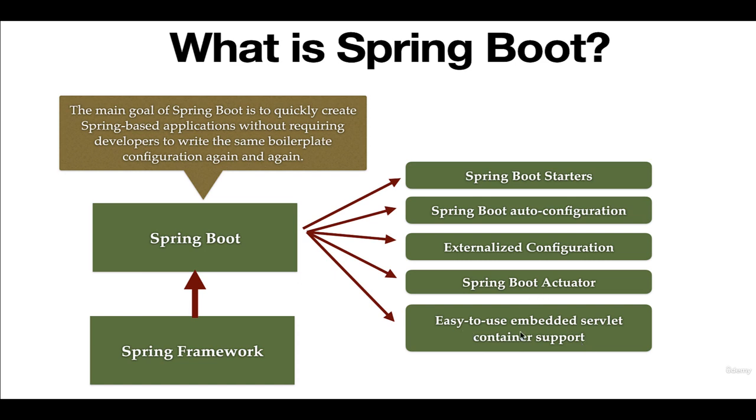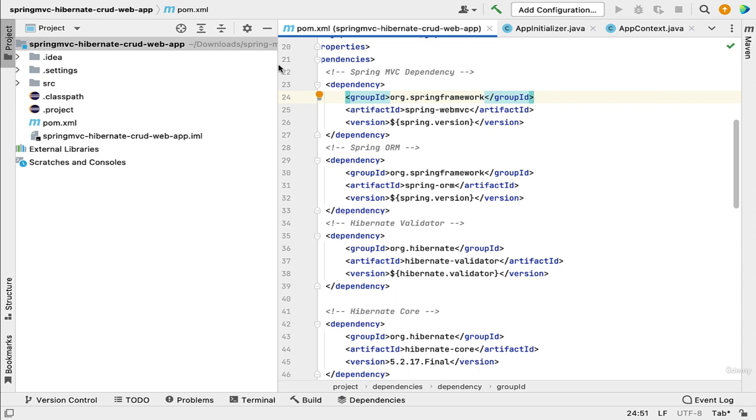Let's understand this feature with an example. Here in IntelliJ IDEA, I have created a Spring MVC Hibernate CRUD web application using the Spring framework. In order to deploy this Spring Hibernate project in a Tomcat server, we have to download the Tomcat server from the internet, set up that Tomcat server in IntelliJ IDEA, and then we can deploy this project in the Tomcat server. So this is a manual process, right? But using Spring Boot, we can simply create a jar file out of the Spring Boot application and simply deploy that jar file in an embedded Tomcat server.